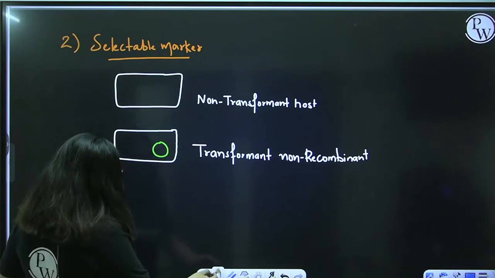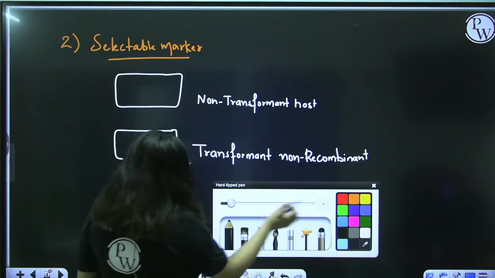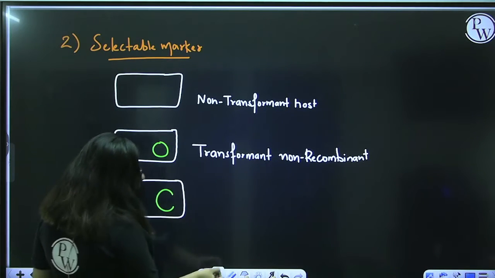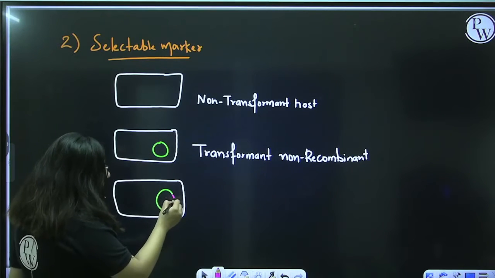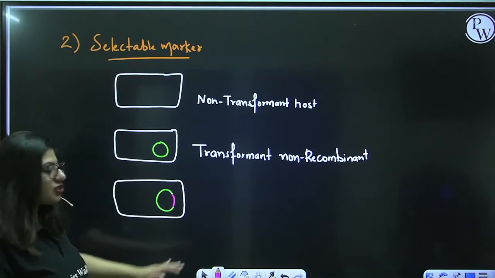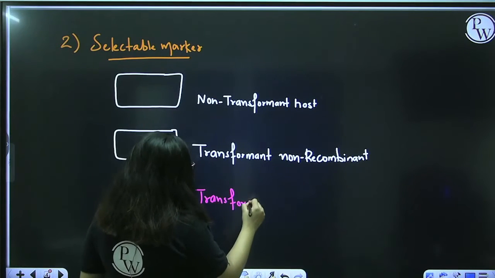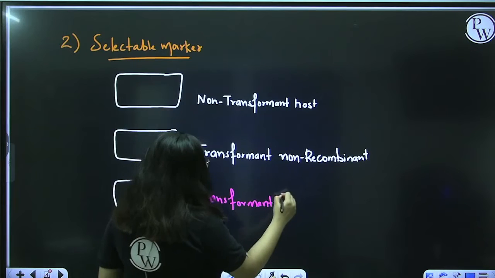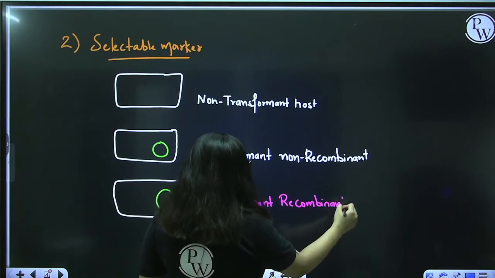Now another scenario can be this, where the host organism has got the vector and it also has got the foreign DNA. Such a case will be a transformant because it has got the vector, and a recombinant host. So three kinds of scenarios are formed here.